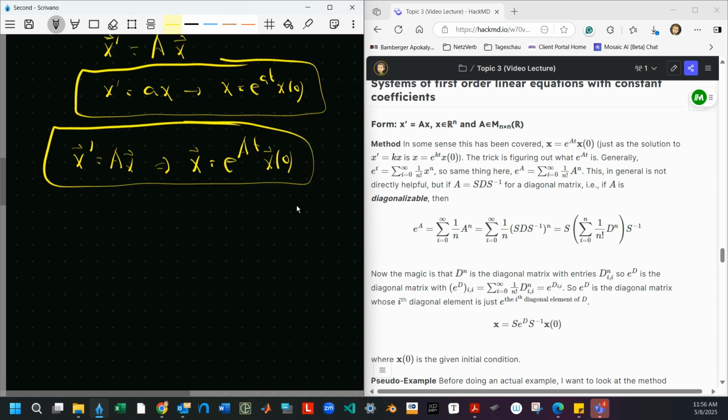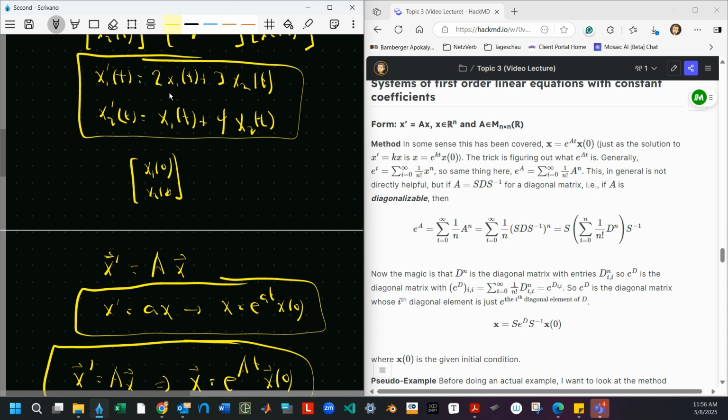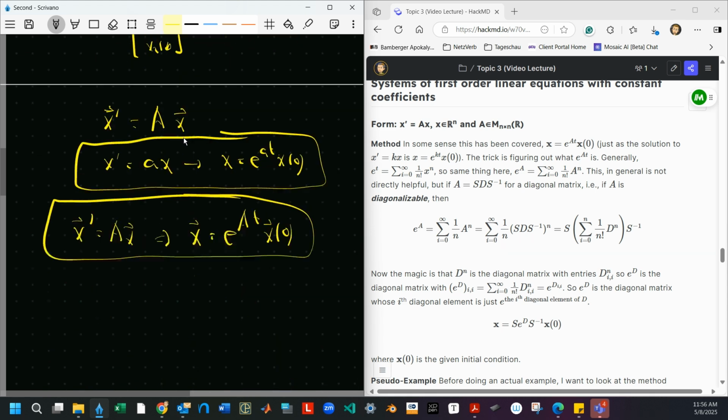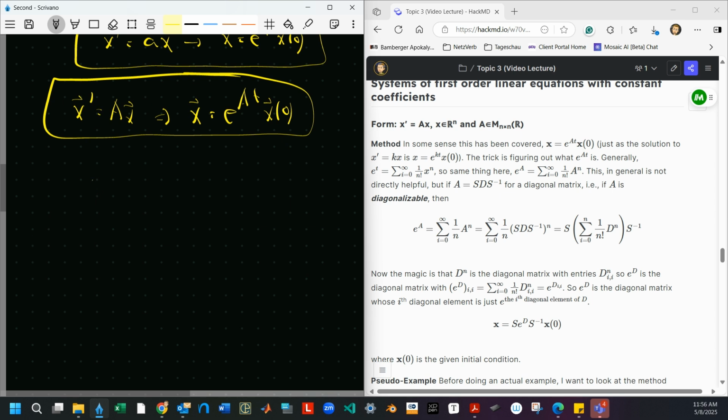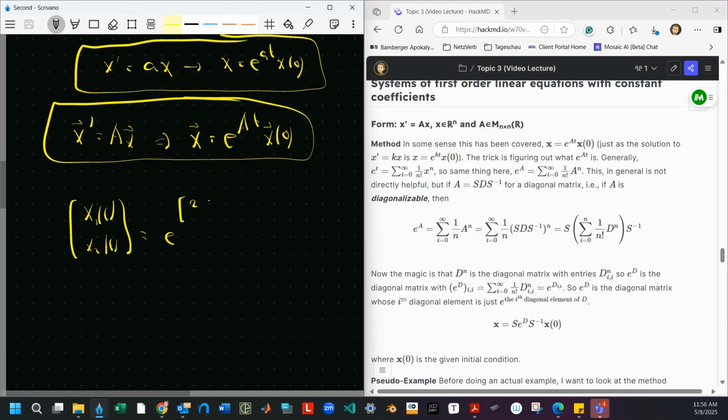The only thing is now we have this question: what is e to the matrix? So like in the case I had up here, this very simple case where the matrix is 2, 3, 1, 4, this would be saying that the solution x1 of t, x2 of t is equal to e to the matrix 2, 3, 1, 4 times t, and then the initial values, which is just the vector x1 of 0, x2 of 0.